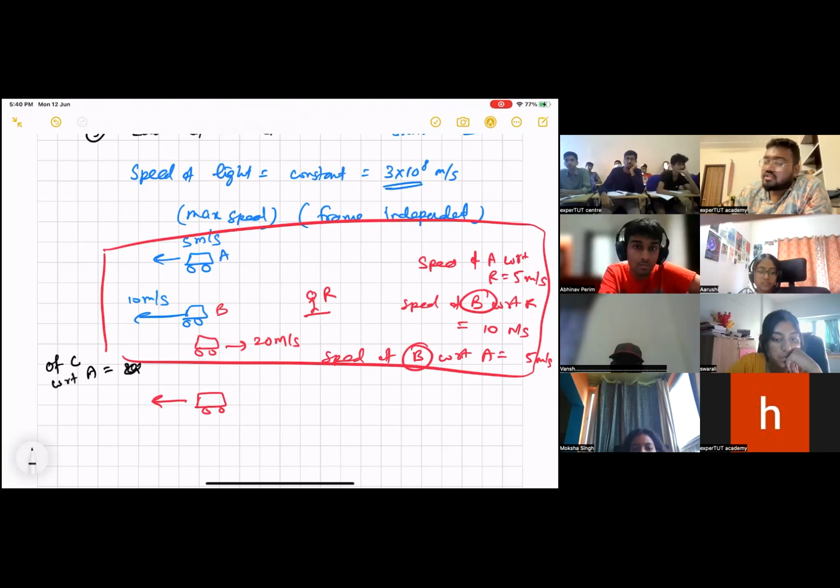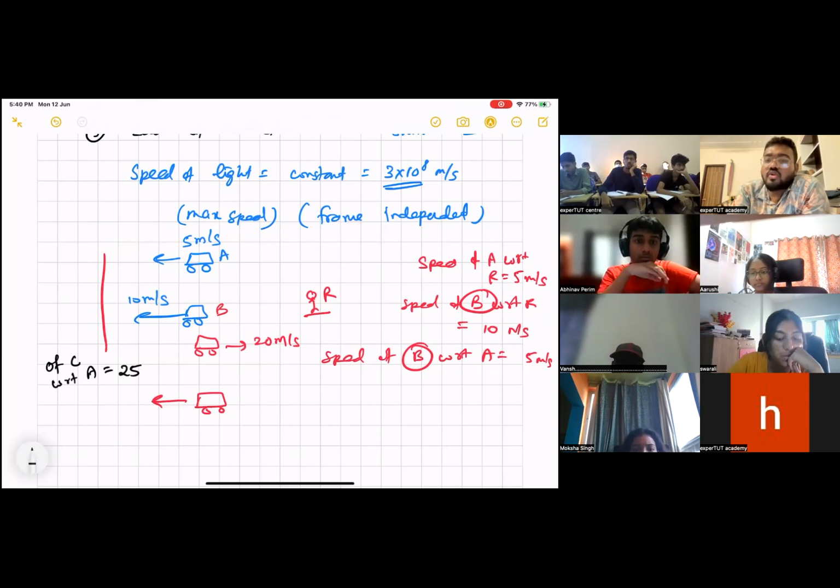Is this understood? This is 25. Yes or no? Everyone is getting this. This is 25 to the right. Okay. Now see, consider this case.